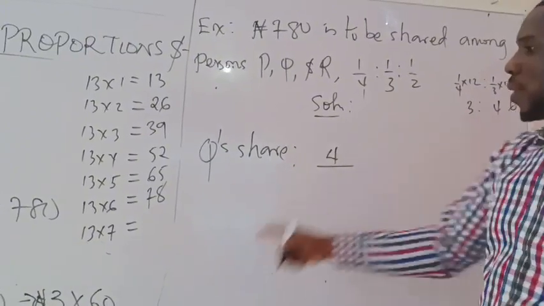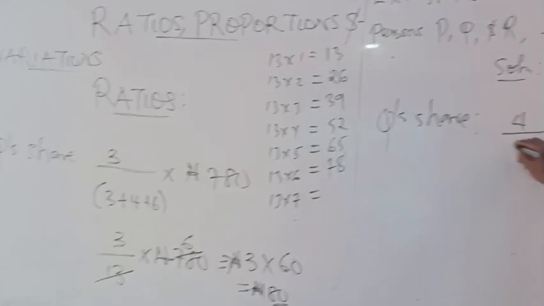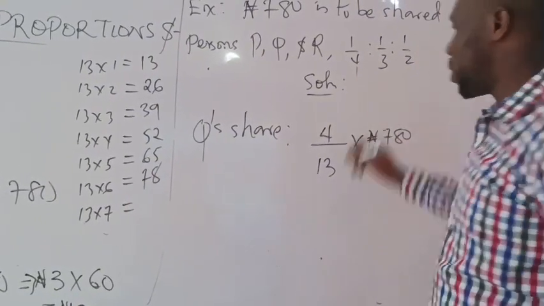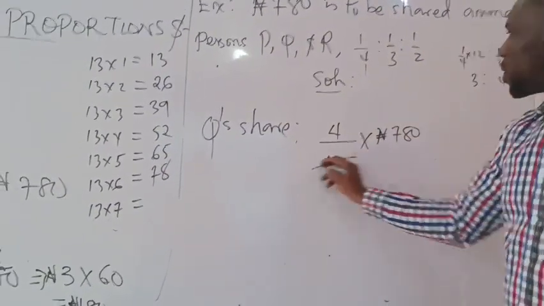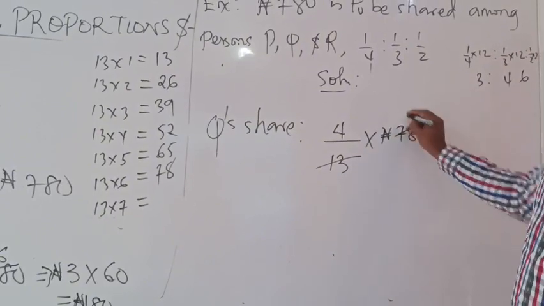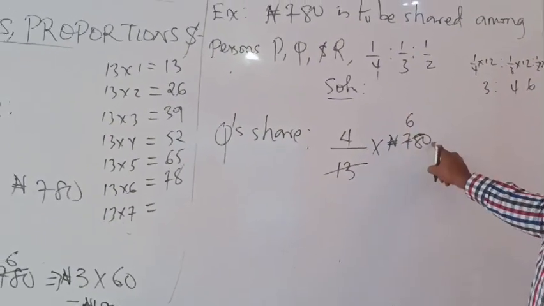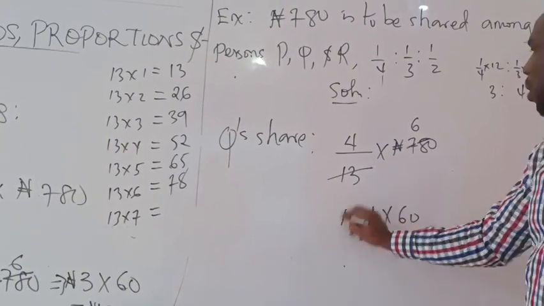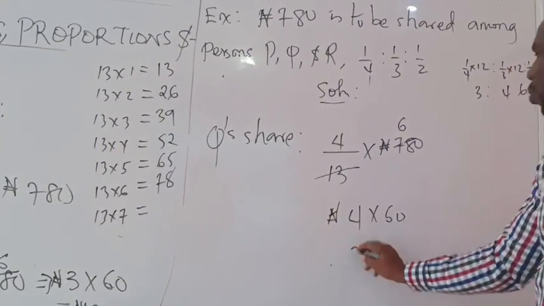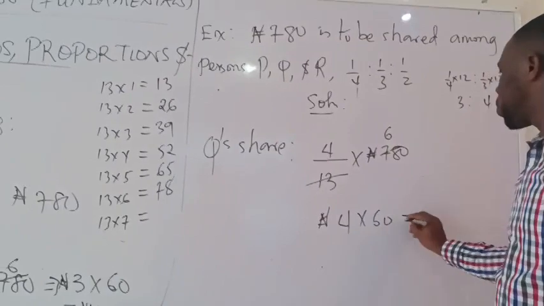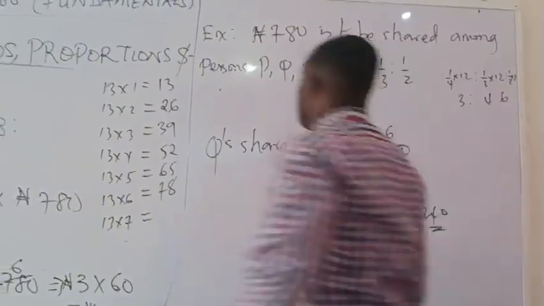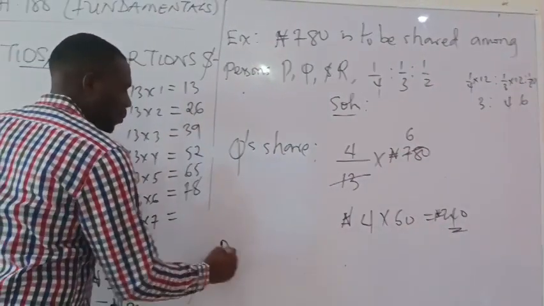out of the sum of everything, which is just 13, the sum of the ratios, times the overall amount to be shared, that's 780. Because I know I could get 6 13s in 78, I'm left with 60 here, so this becomes 4 times 60, and 6 times 4 is 24. I'll stick in the 0 in front. That is Q's share.